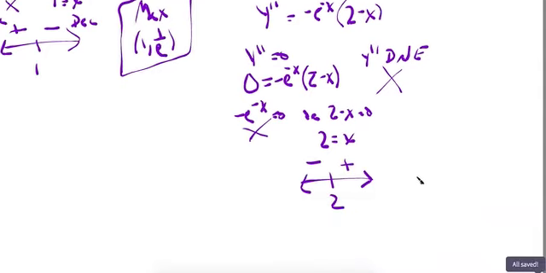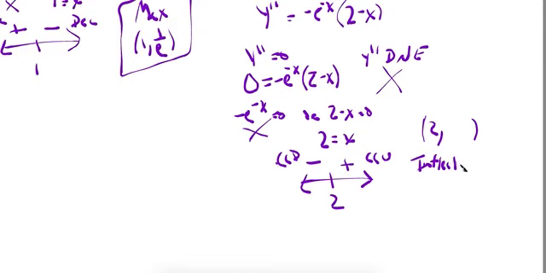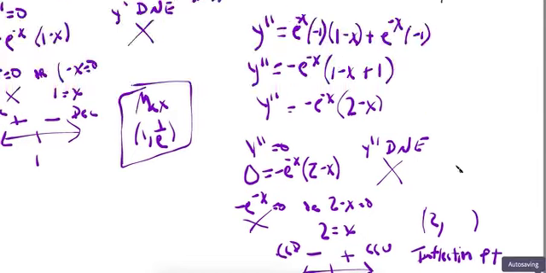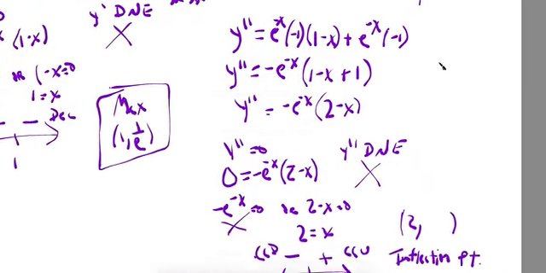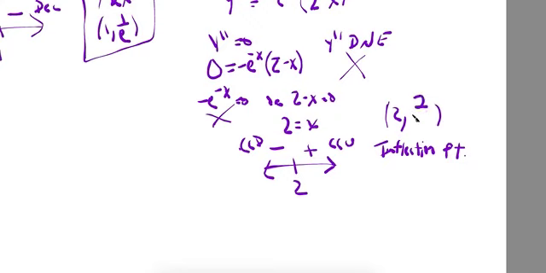Okay, so that tells me that because the second derivative is negative here, this curve is concave down from negative infinity to 2, and this curve is concave up from 2 to infinity. Okay, and also the point 2 comma something is an inflection point. Let's figure out what that y coordinate would be. If we plug 2 into the original function, it would be 2 times e to the negative 2, or we can change that into 2 divided by e squared is what that would end up being.